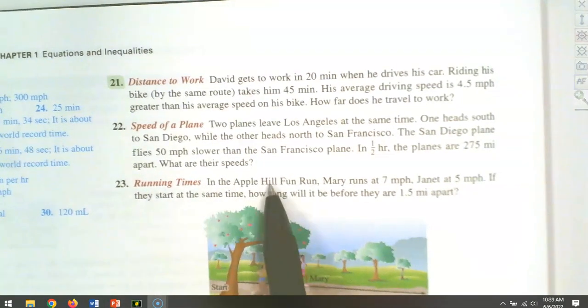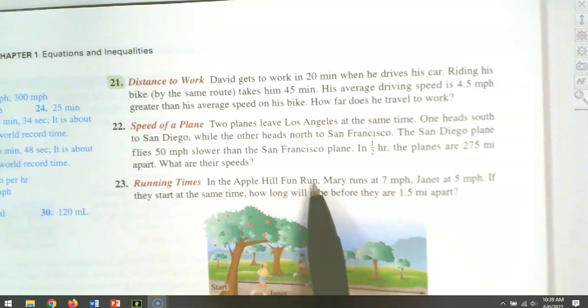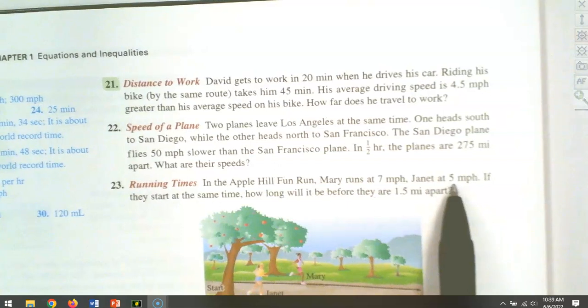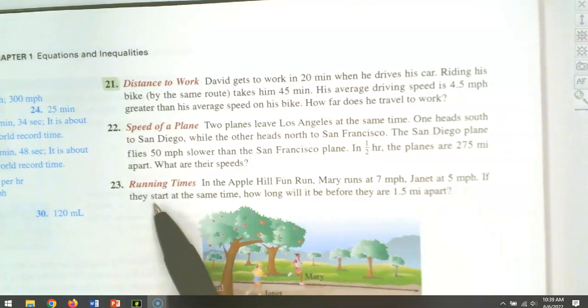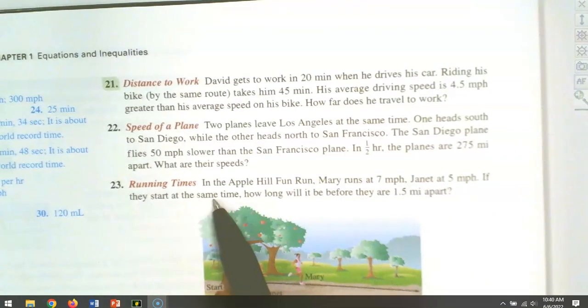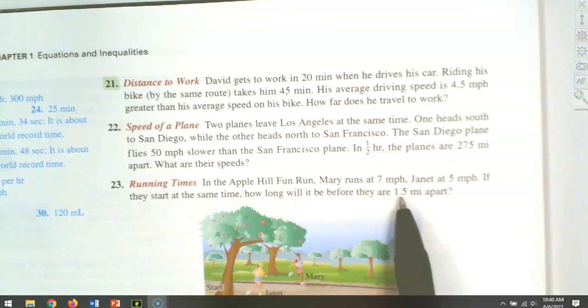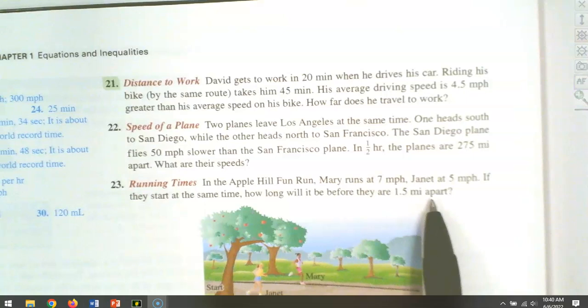The Apple Hill Fun Run. Mary runs at 7. Janet runs at 5. If they start at the same time, how long will it be before they are 1.5 miles apart?